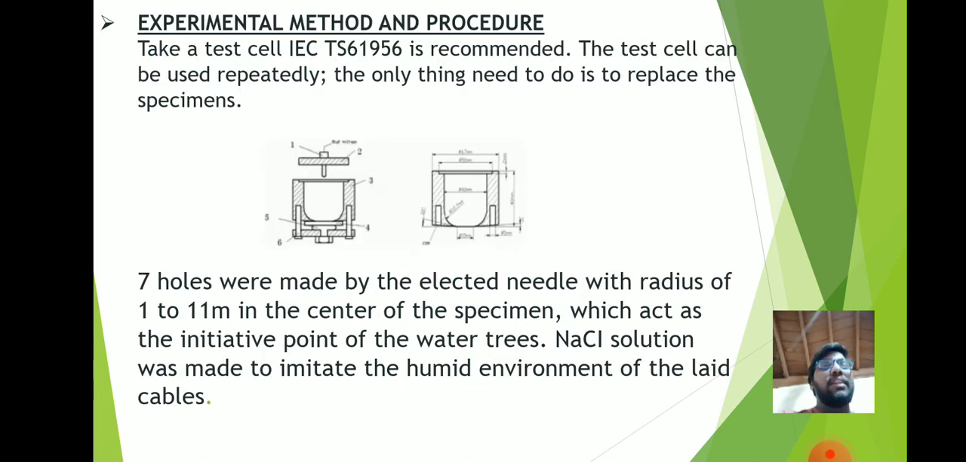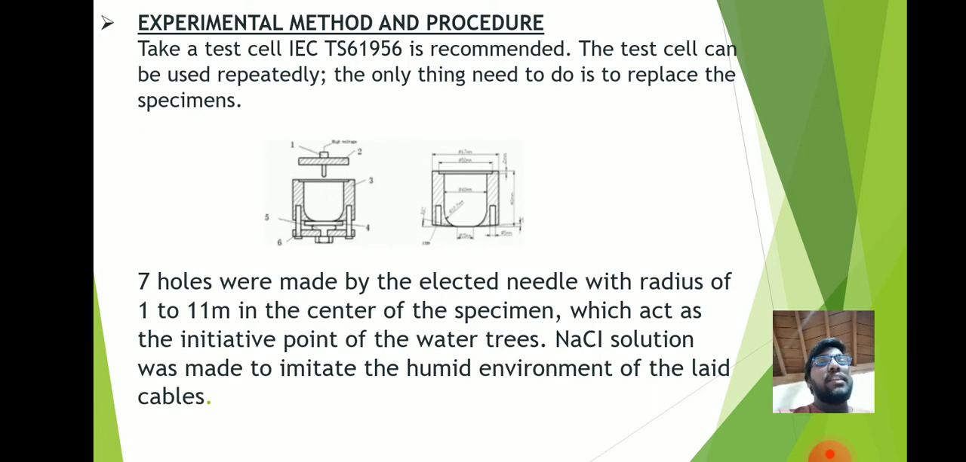Next, let us look at the experimental method and procedure. Take a test cell. IEC TS 61956 is recommended. The test cell can be used repeatedly, but we have to replace the specimens. The only thing needed is to replace the specimens.